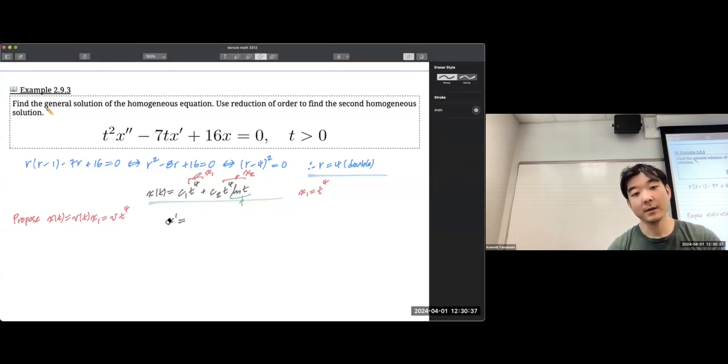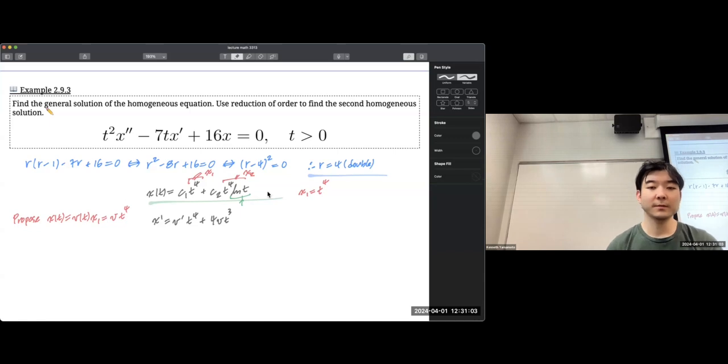Oh, no, sorry. I'm not taking the derivative of this, I'm taking the derivative of this. You've got to do the product rule still. I'll just say x prime is equal to v prime times t to the 4 plus v times the, so we'll just pull the 4 in the front, and so 4vt cubed. That's just using the product rule.